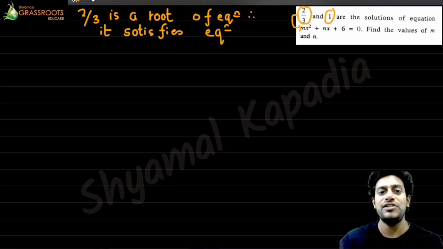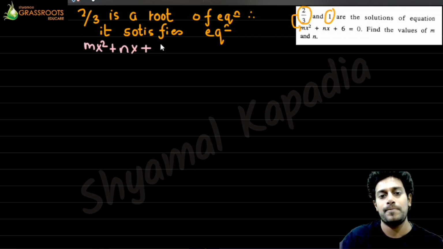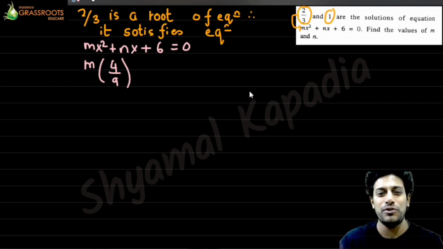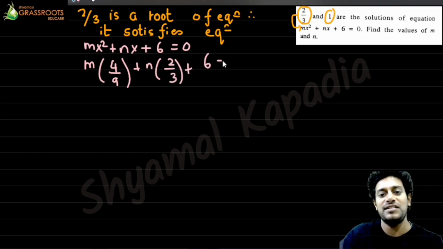Okay, equation likhte hain hum log. Let's write down the equation. mx square plus nx plus 6. Okay, all you do is x ke badle 2 by 3 daal, toh ye ho jayega 4 by 9 because 2 by 3 ka square. Please come on, you are not babies anymore. Plus n into 2 by 3. We are in 10th standard yaar. Plus 6 is equal to 0.